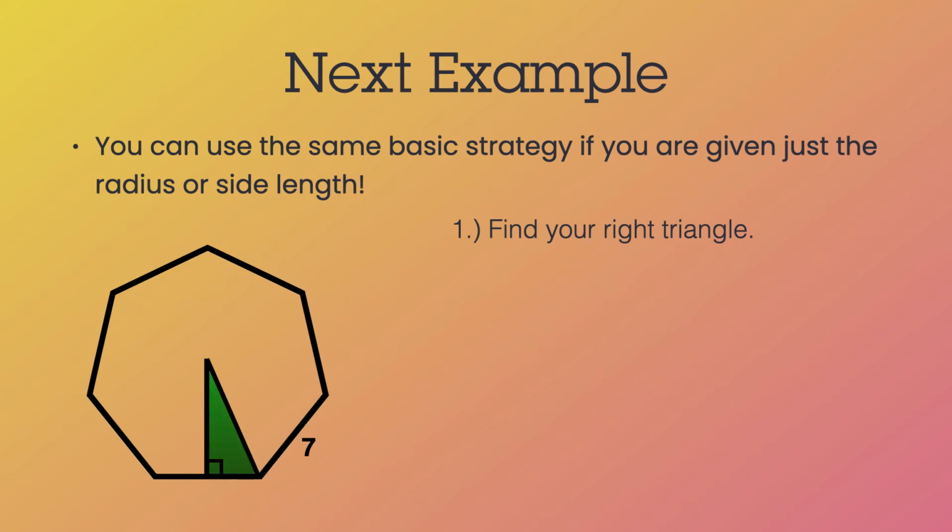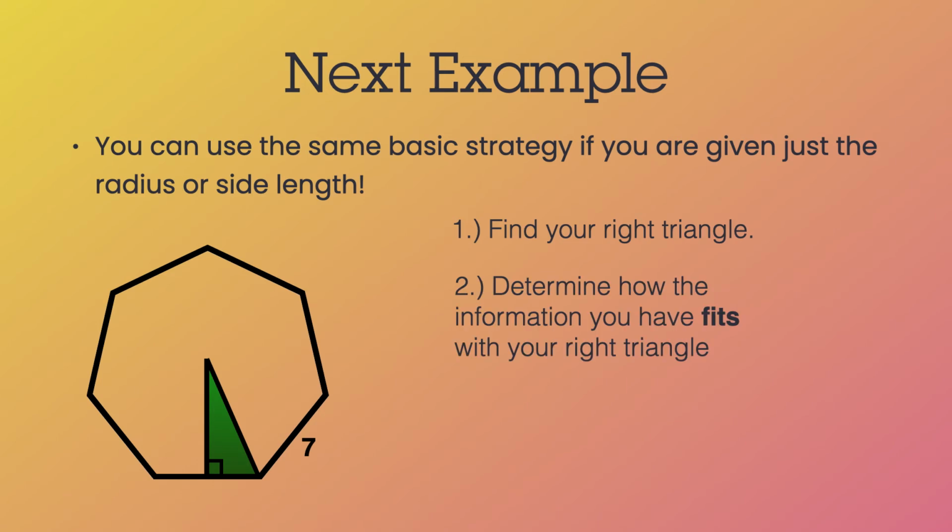Now we need to determine how the information that we were given fits with our triangle. Obviously, I didn't draw my triangle over where the 7 was, but if that side of the heptagon is 7, all of the sides are 7. My right triangle only uses half of the side though, so the base of my right triangle is 3.5.